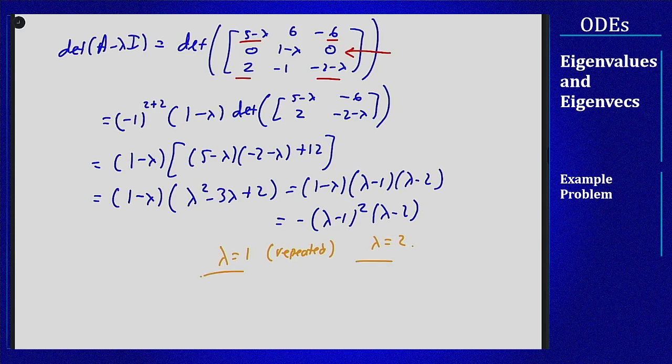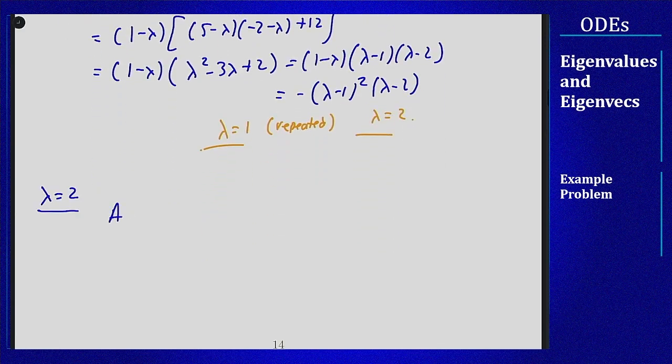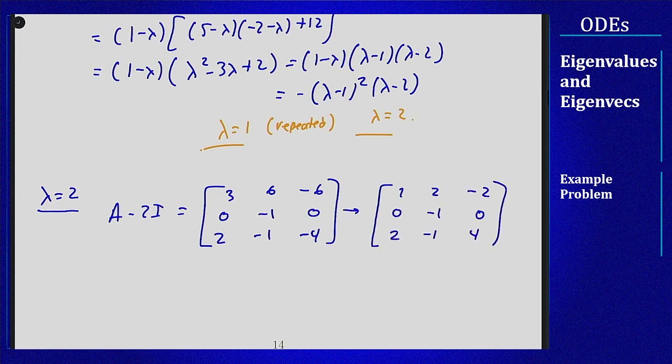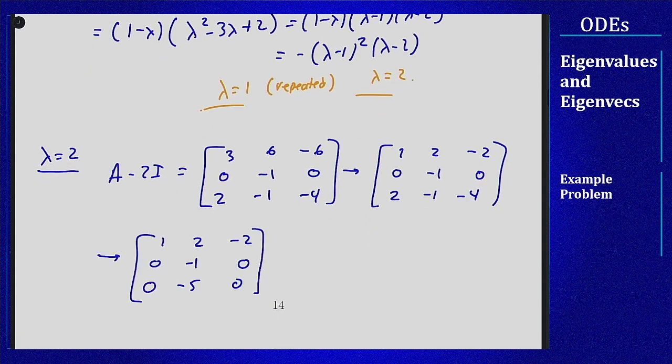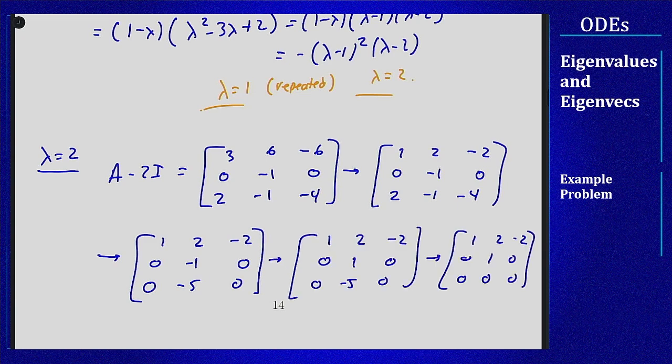Let's do the non-repeated version first. Let's do 2. So for lambda equals 2, A minus 2I gives the following matrix, which I now want to row reduce. I can divide the first row by 3. Use the top row to cancel out the bottom one by subtracting 2 copies from it. I can now divide row 2 by -1 and then use it to cancel that 5 below it. And there's our row of zeros we're looking for.